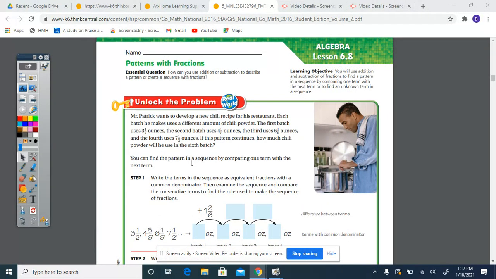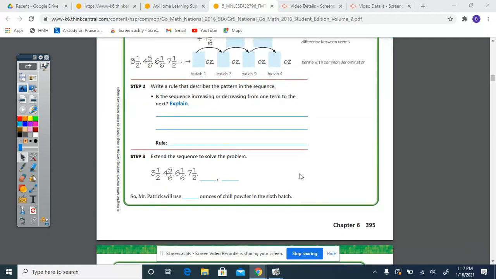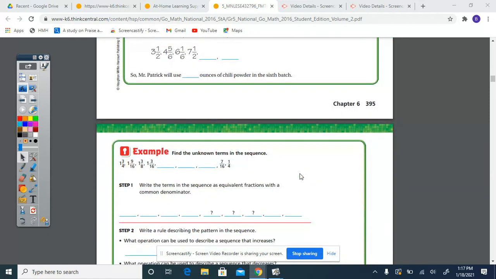Basically, in kindergarten and first grade, you would maybe find patterns with shapes, such as circle, circle, square, circle, circle, square. What comes next? Or 2, 4, 6, 8, 10. What comes next? But then in fifth grade, they increase finding a pattern to more complicated numbers that you use, such as fractions.